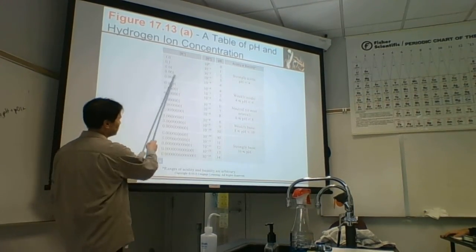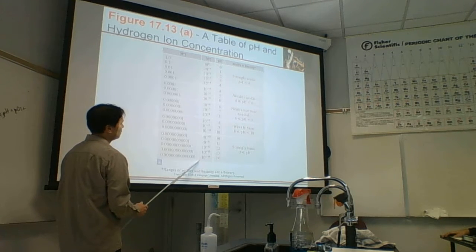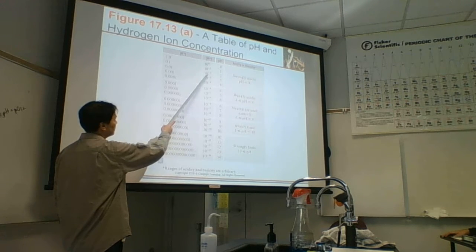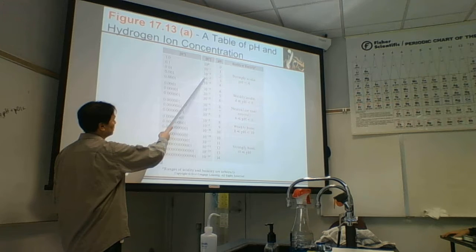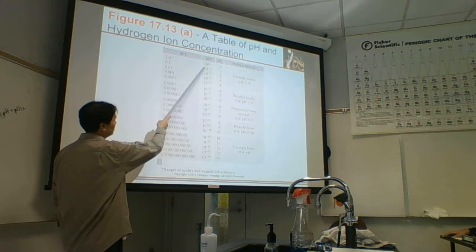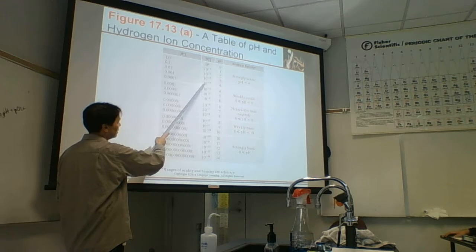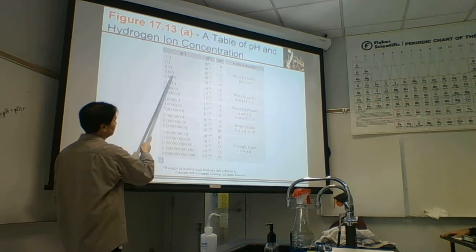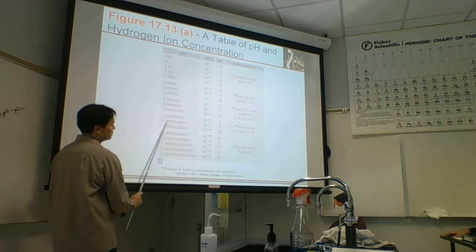You can see how powers of 10 grow or shrink. Going from 10⁻¹ to 10⁻² is 10 times. 10⁻¹ to 10⁻³ is 100 times. 10⁻¹ to 10⁻⁴ is 1,000 times. Difference. So this is 5 powers of 10.